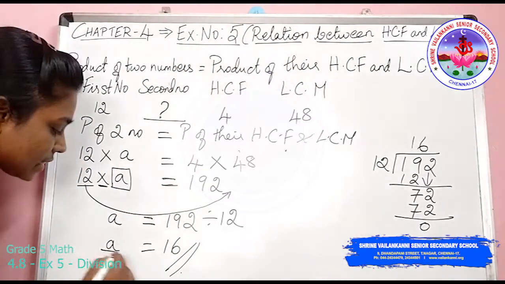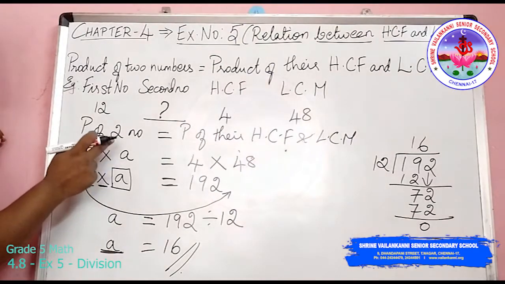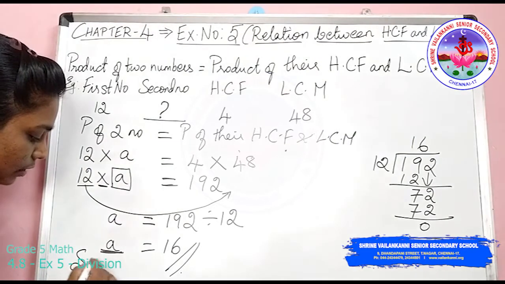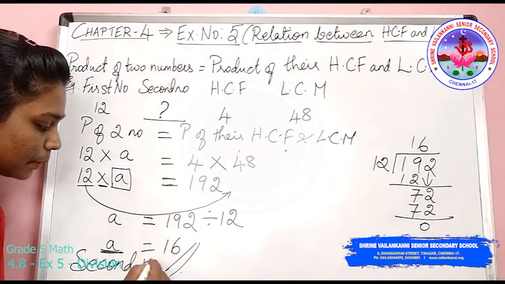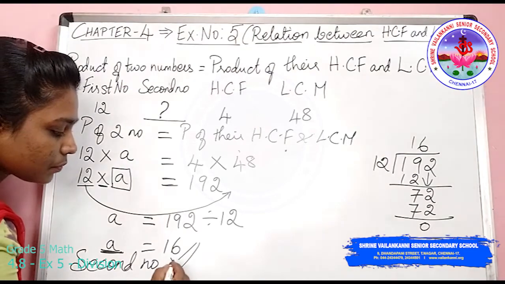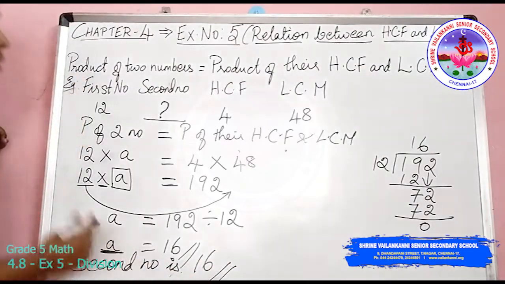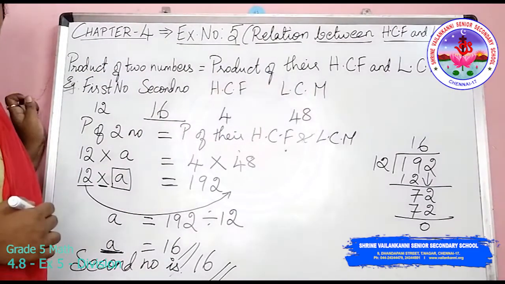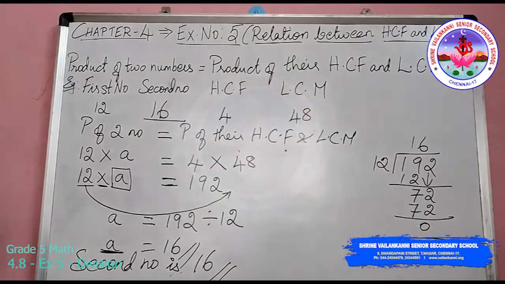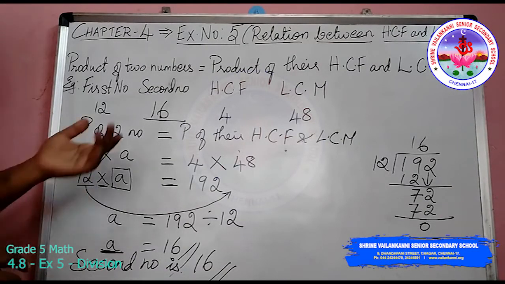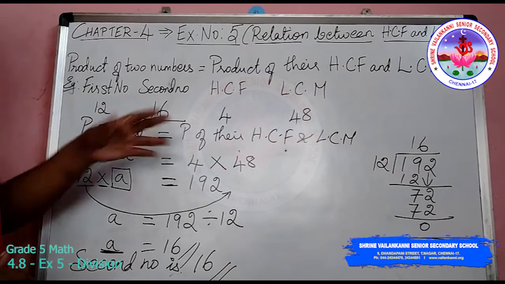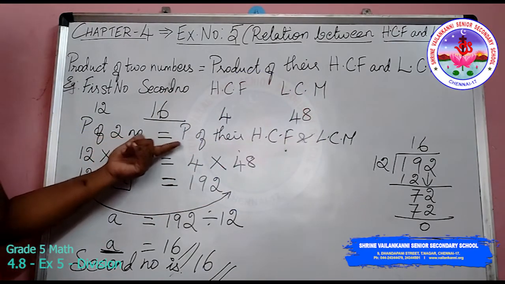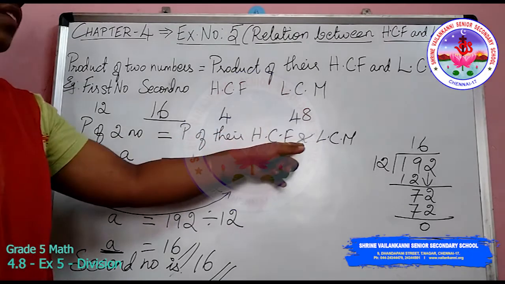That means what is this A? I told you, the second number I am going to take as A. So the second number is 16. So we have found the second number, 16. Understood? So like this you can find any number, maybe the first number or the HCF or the LCM, using the relationship that the product of two numbers is equal to the product of their HCF and LCM.